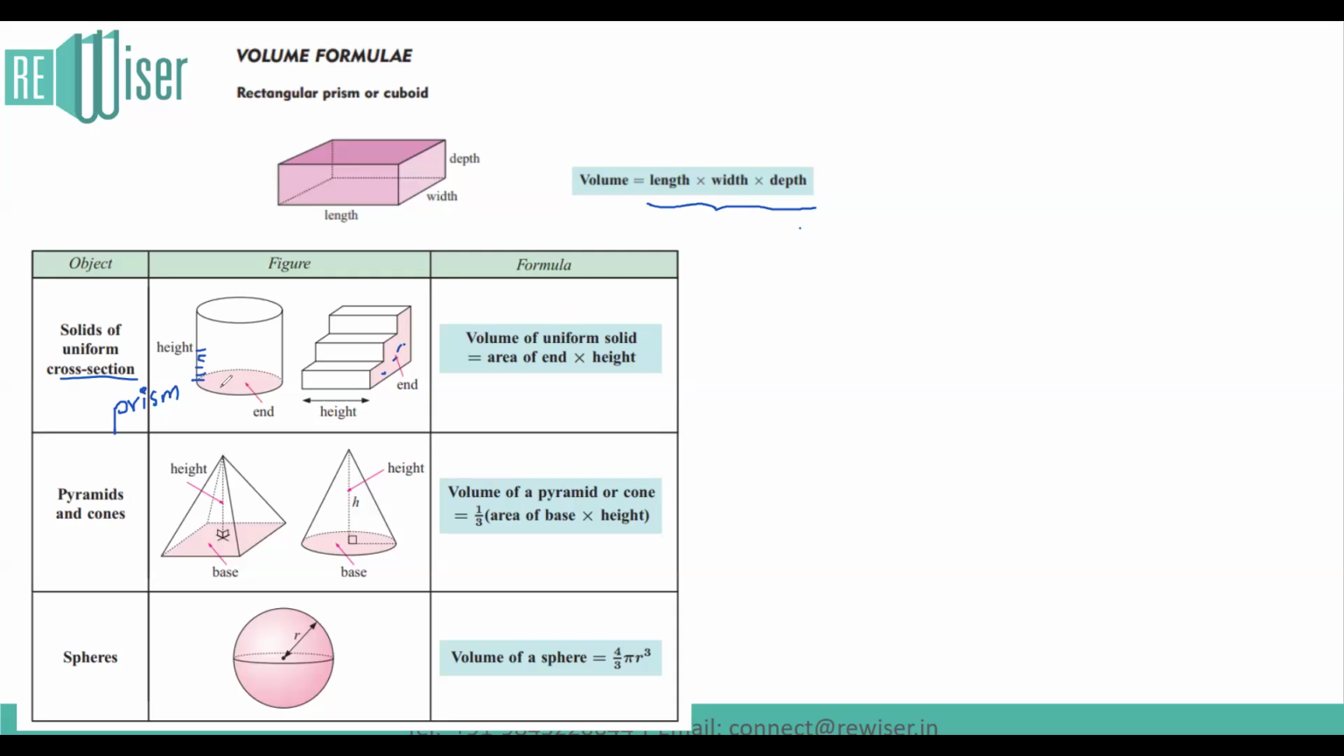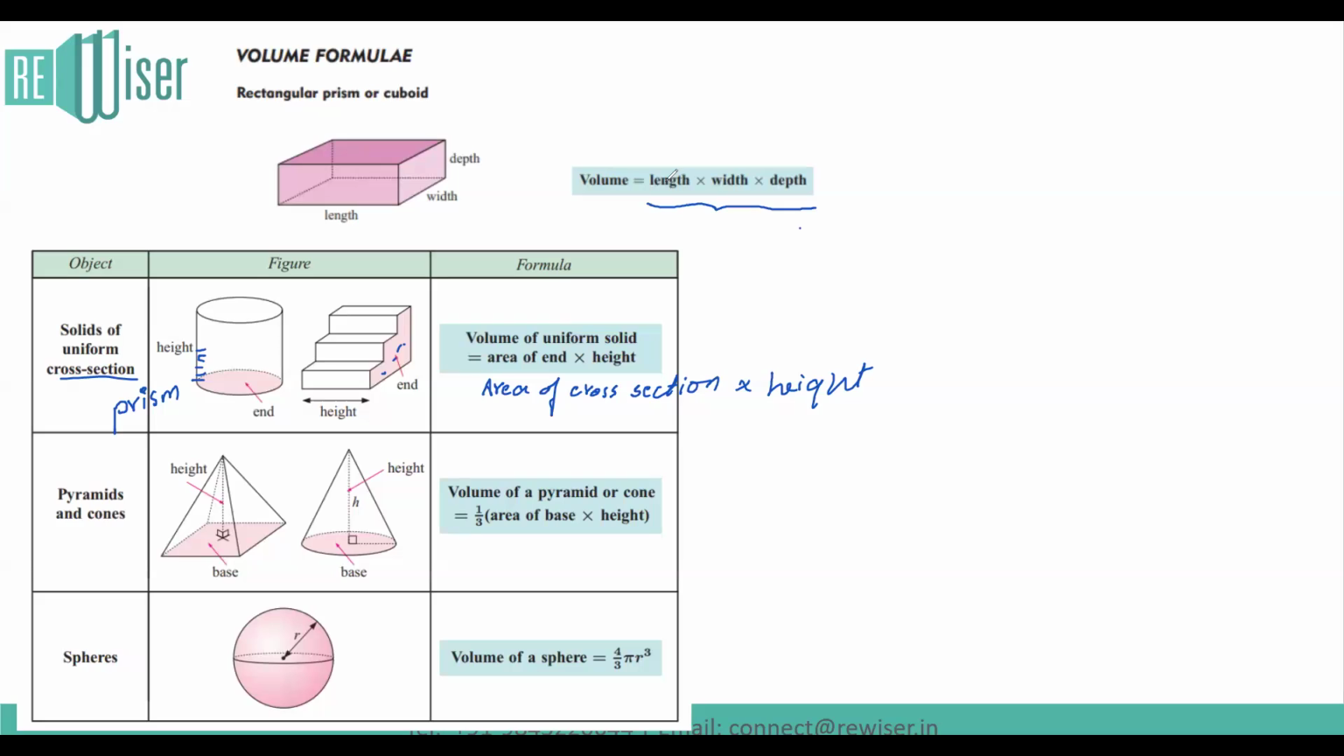And whenever we need to find the volume of a prism, or basically the volume of a uniform solid, it is going to be area of end times height. That means area of cross section times height. So this is the formula to calculate the volume of this shape.